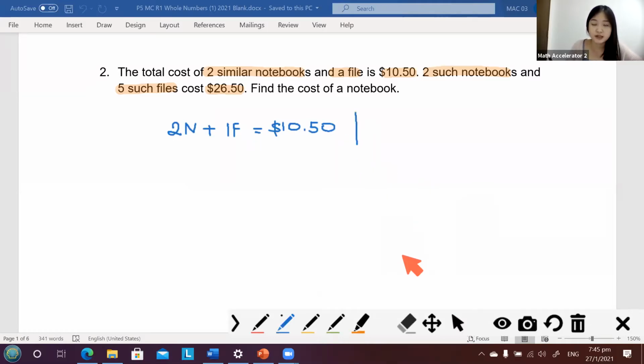Let's look at our second equation, the second sentence. Before I write it down, can you all try? Go and write down the equation here, using the second sentence. What will you write it as? Do you have it? I see some of your answers. Yes, 2n plus 5 files, 5f, equals 26.50.